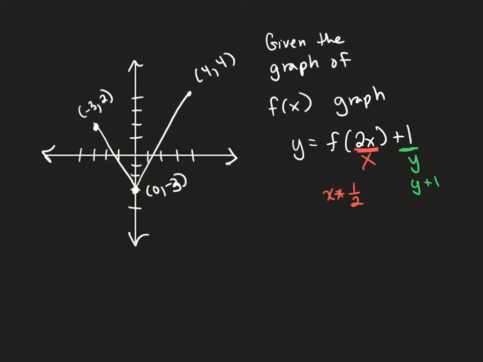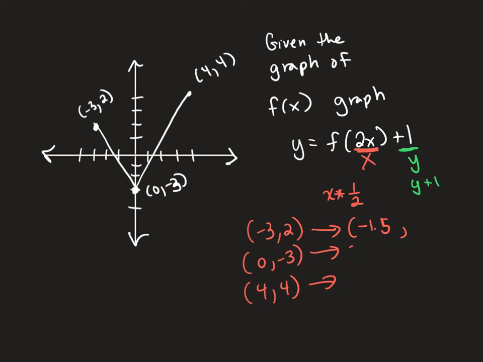So if I take these points now, (-3, 2), (0, -3), (4, 4), I'll first multiply all the x's by half. So that's going to be negative 1.5, still 0, and 2. So those all get smaller, except for 0, because it's still 0. And then we're going to add 1 for the shift up 1. So that's going to be 3, -2, and 5. So those are my new points. Again, things inside affect the x, things on the outside affect the y.